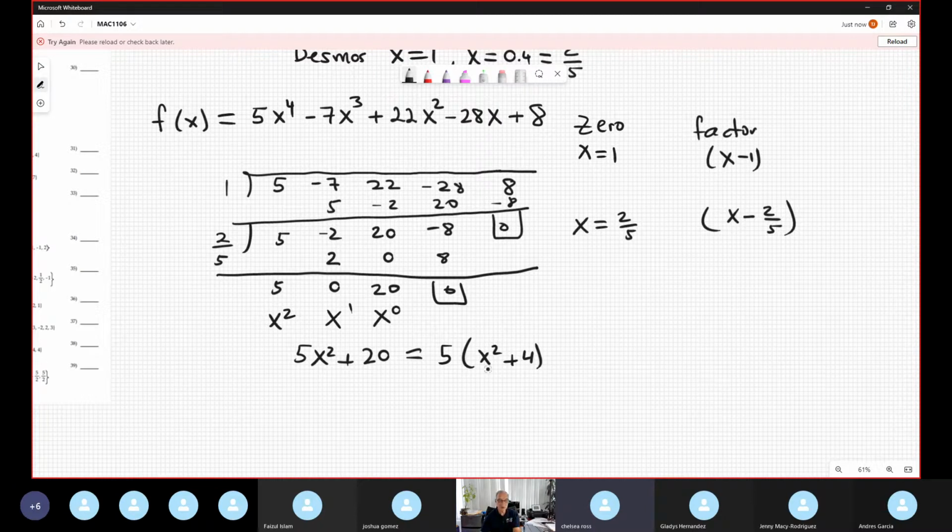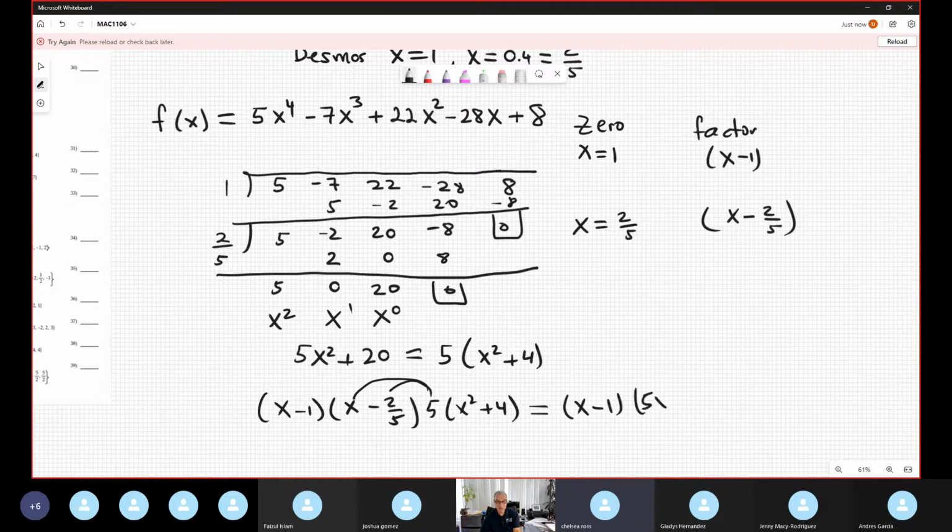In principle it is x minus 1, x minus 2/5, 5 times x squared plus 4. Okay, this 5 you multiply here and here. So actually more elegant, this answer is correct. However, more elegant is x minus 1 by x minus 2 and x squared plus 4. This is the factorization, but in this question, they want only no factorization.